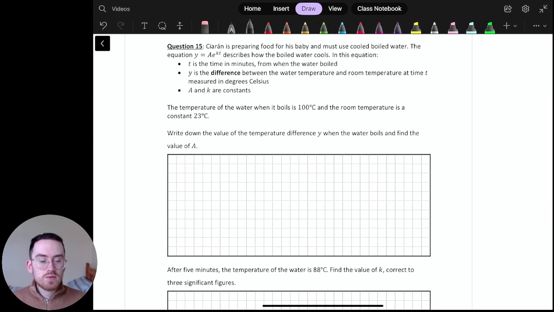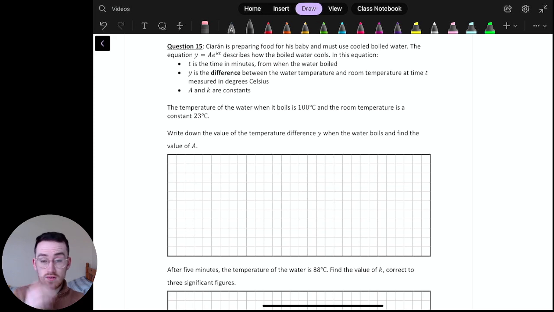at in class to do with preparing food for a baby. We looked at one that was to do with milk. So Kieran is preparing food for his baby and must use cooled boiled water. The equation y equals a e to the power of kt describes how the boiled water cools. In this equation, t is the time in minutes from when the water boiled, y is the difference between water and room temperature, and a and k are constants.